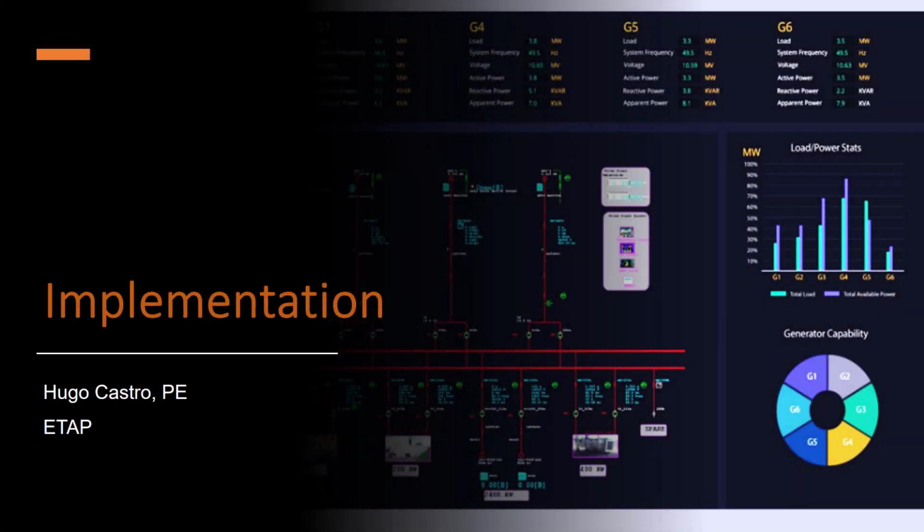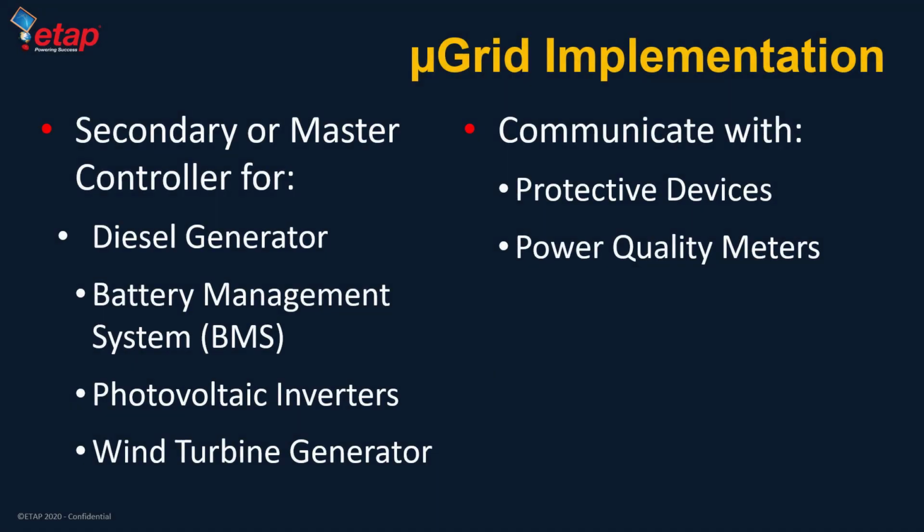Now let's discuss the implementation of a microgrid controller. The microgrid controller will act as a master secondary controller to the energy sources in the microgrid system. It must be able to communicate to diesel generator controllers, battery management systems, photovoltaic inverters, and wind turbine controllers. For dispatch purposes, this might be sufficient. However, to get a complete picture of the microgrid assets, one must collect data from protected devices such as relays as well as power quality meters.